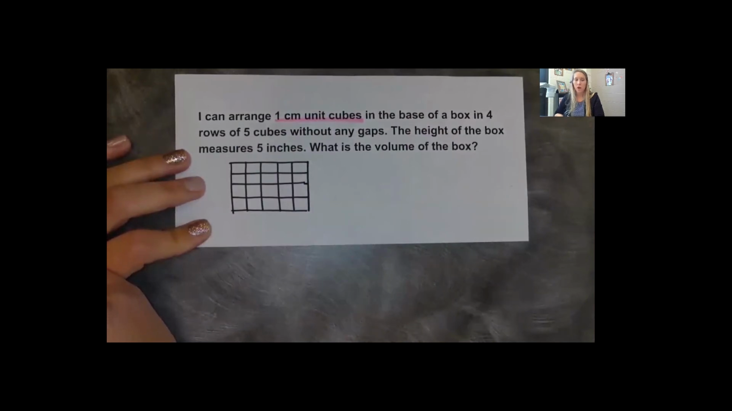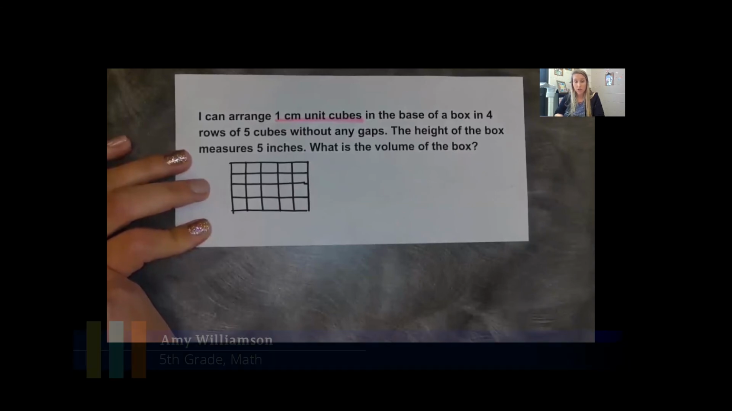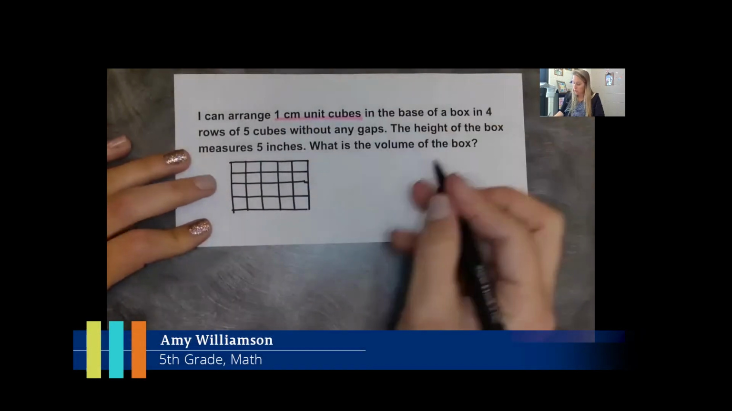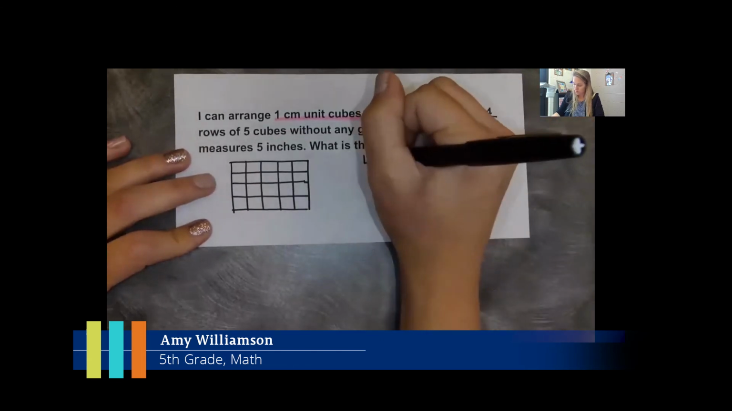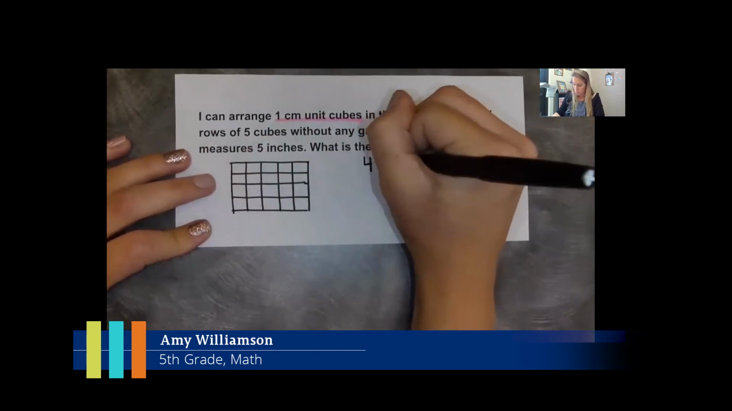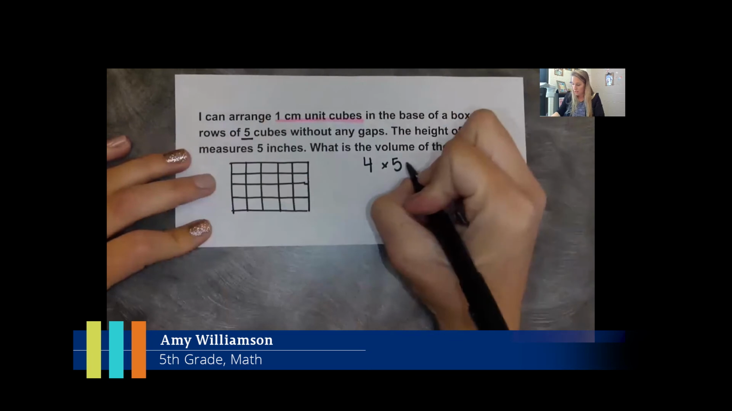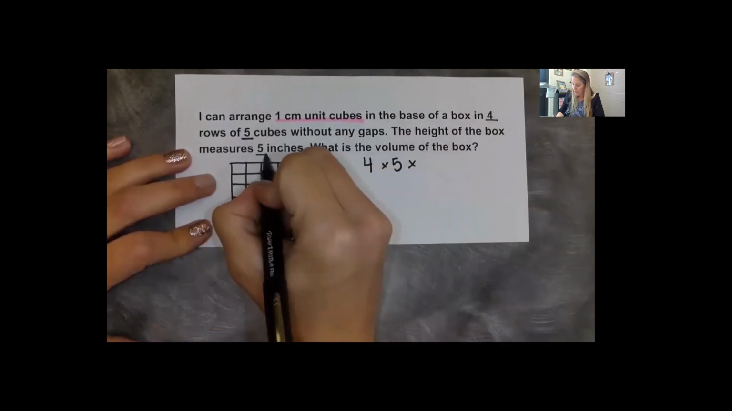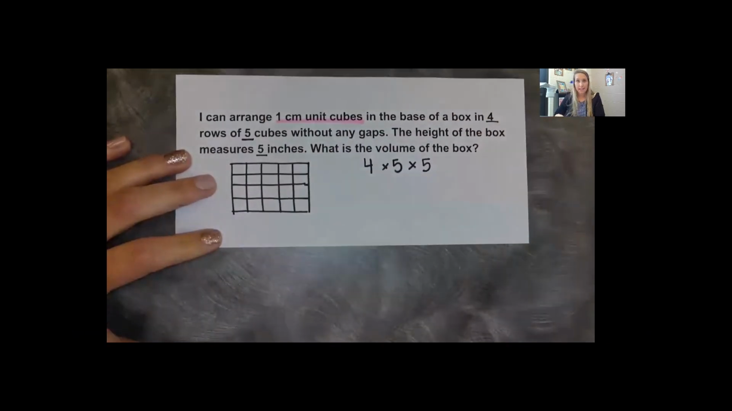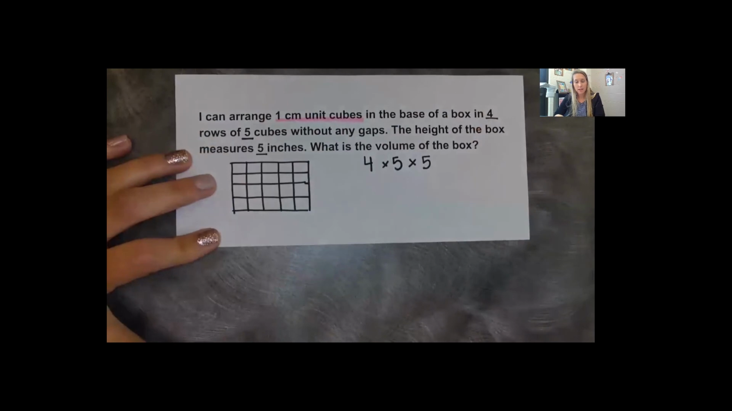Okay, I heard that you can multiply the number of rows and columns on the base to give us the base area times the height. Good thinking. So we would do length times width times height. Is that what you're saying?